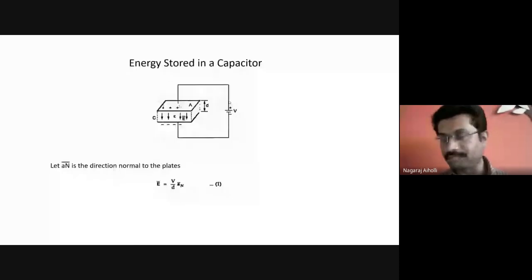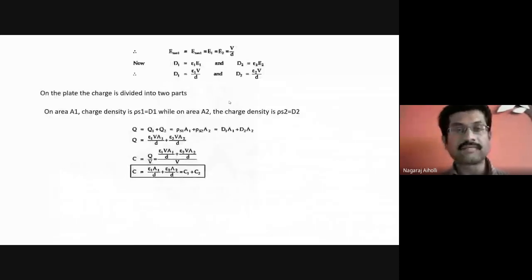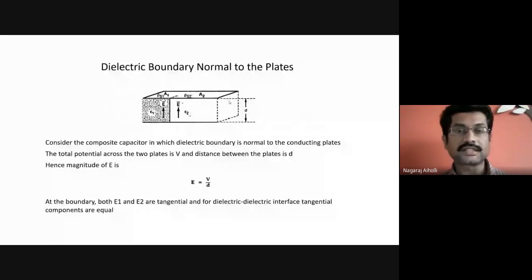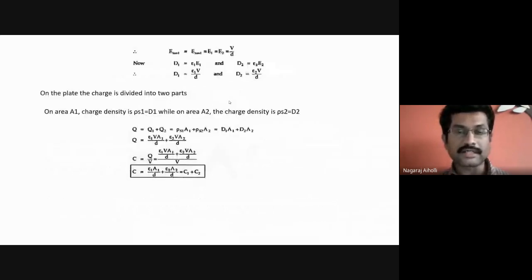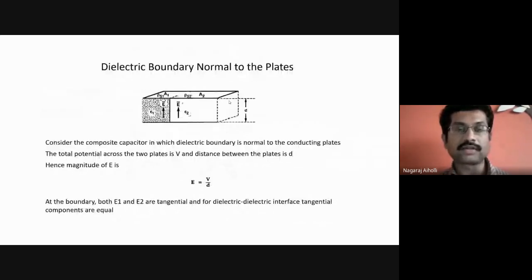Next derivation. So in examination, this may be asked. Derive the equation for capacitance for the dielectric boundary normal to the plates. The question may appear like this in examination. Derive the equation for capacitance when the dielectric boundary is normal to the plates. Okay.